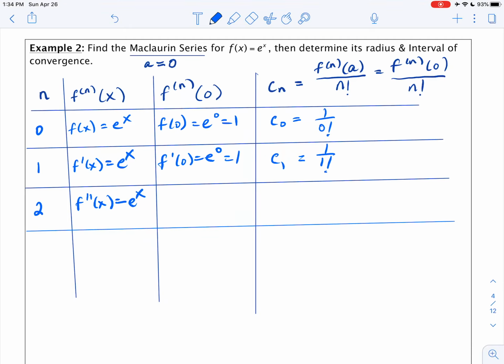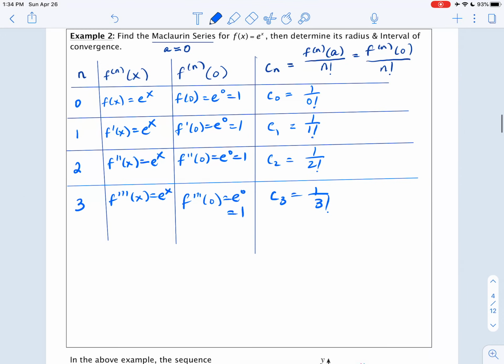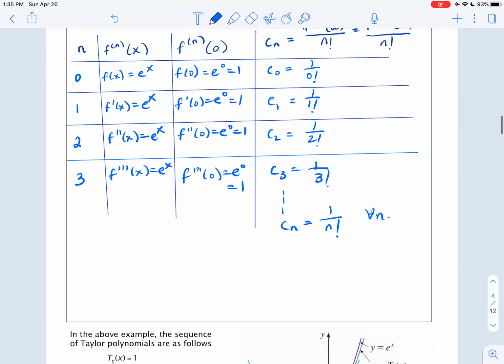N equal to 2, we'll take the second derivative, and the second derivative of e to the x is still e to the x. And evaluating at 0, we end up with 1, and our c sub 2 is 1 over 2 factorial. And proceeding, I see that we are going to easily be able to establish a pattern. The third derivative evaluated at 0 is e to the 0, which is still 1, and our c sub 3 is 1 over 3 factorial. So we could repeat, but we do establish a pattern and see that c sub n is going to be 1 over n factorial for any n.